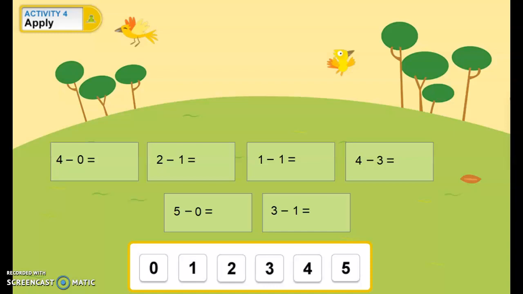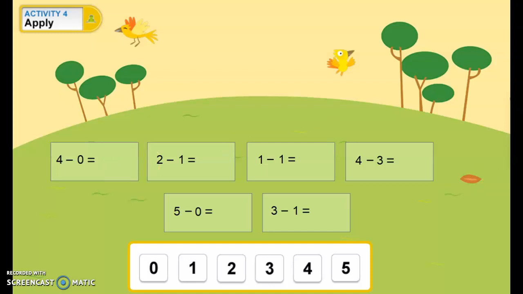You can't see my hands right now, so I'm going to draw pictures to help, but you can use your hands at home, all right? So we've got a page in front of you that has 6 different subtraction sentences that we have to solve, or subtraction equations, all right? The first one here is 4 minus 0 equals what?